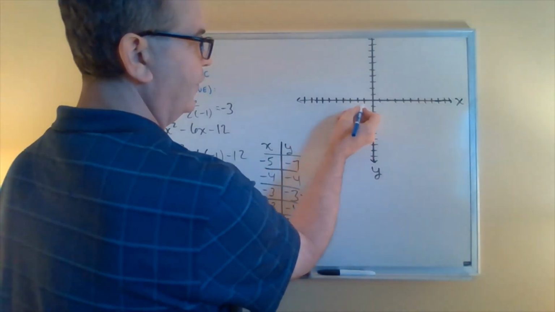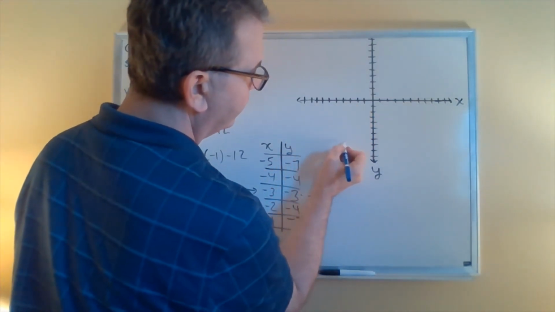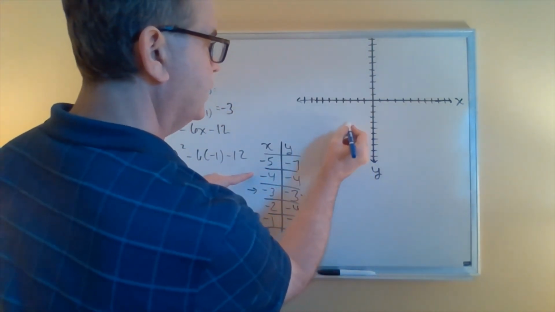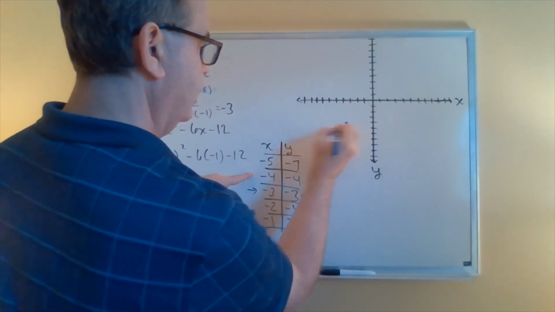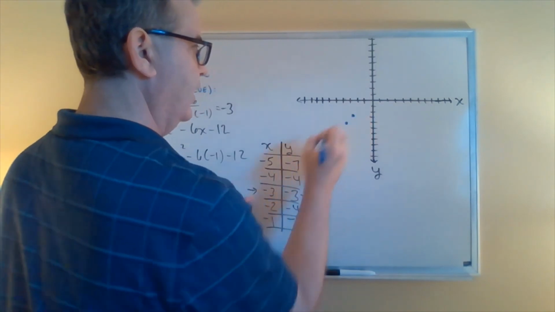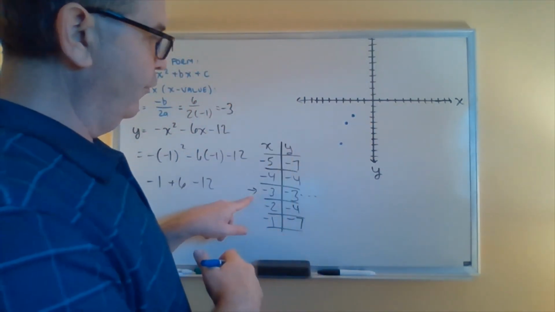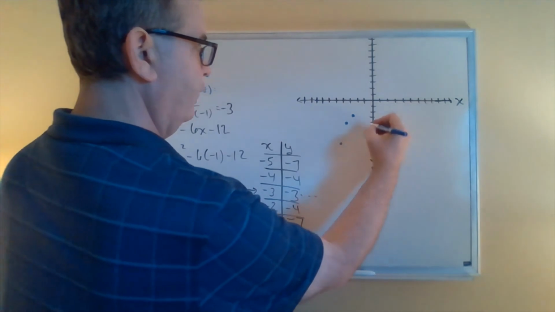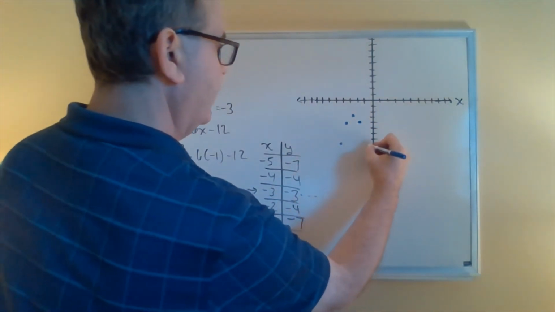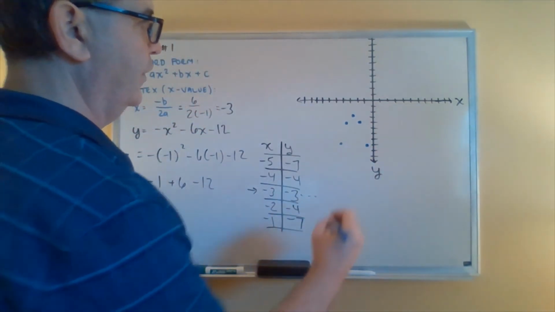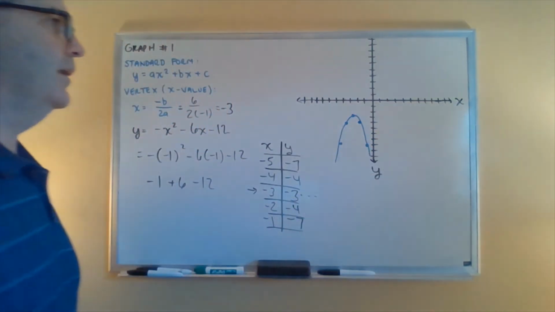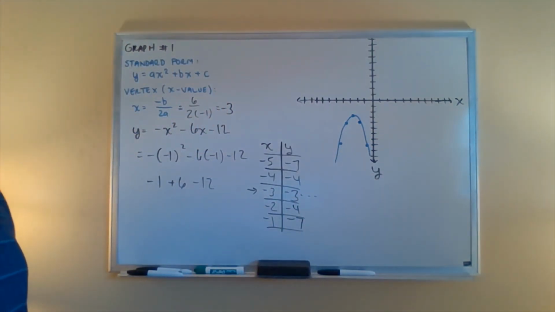So minus 5, minus 7 is going to be right about here. Minus 4, minus 4 will be right here. Minus 3, minus 3, that's going to be our vertex, going to be right here. So our vertex, that's going to be our topmost point. Negative 2, negative 4 would be right here. And finally, negative 1, negative 7 will be right here. So as we connect these dots, this is what our parabola looks like right there. So that's our answer to number 1.